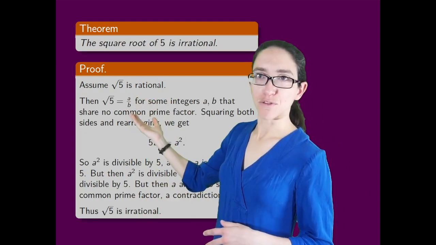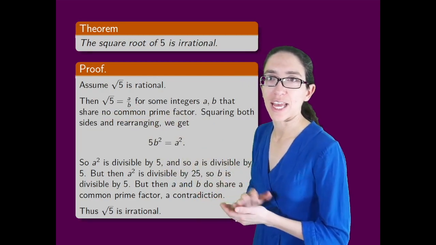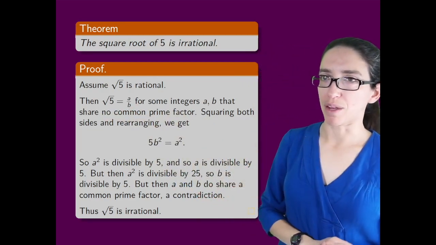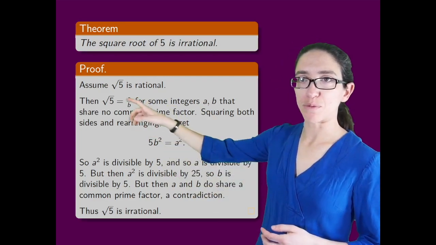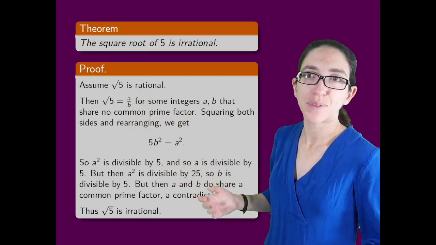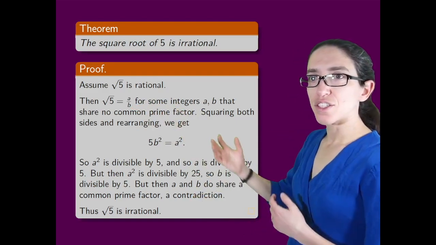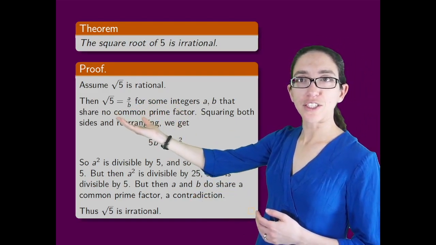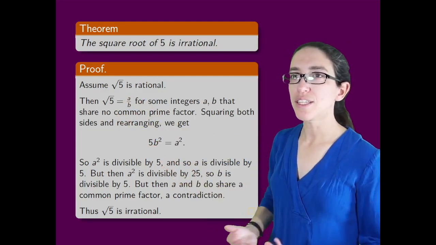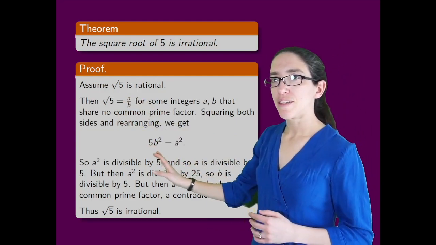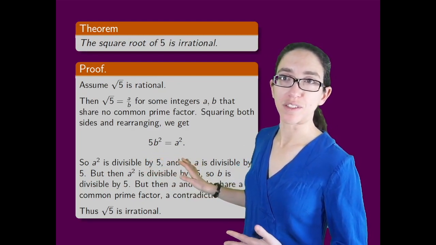Rational means that it's a fraction. So the square root of 5 then is a over b for some integers a and b that share no common prime factor. We're going to write it in reduced fraction form, so if they had a common prime factor, we can simplify the fraction. This is just saying we're writing it as a simplified fraction. Then squaring both sides of this and rearranging, putting the b squared on the other side, we get 5b squared equals a squared. But what this means is the left-hand side is divisible by 5, and so is the right-hand side, so a squared is divisible by 5.